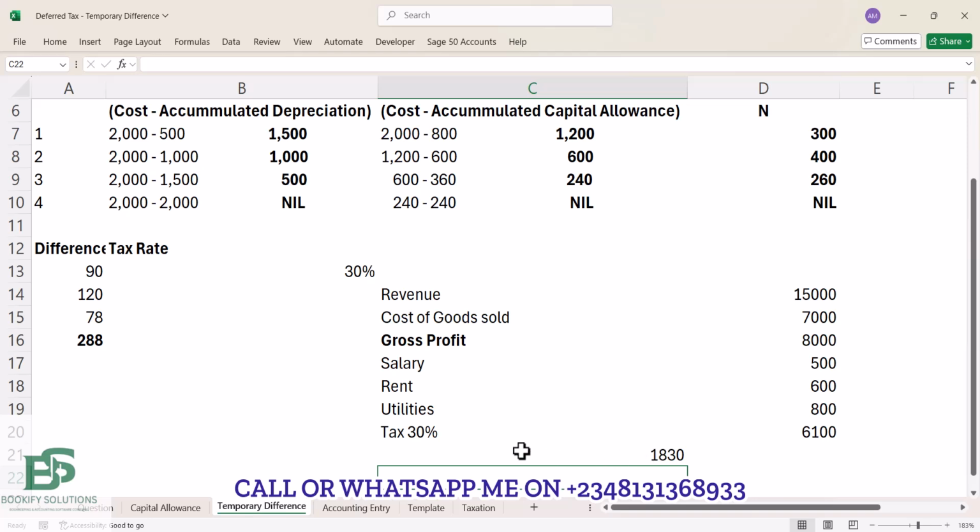So what did you see? So your profit now, where did it go? Let me quickly name them here. Okay, maybe let me drag this one to this side so that it will be proper for us.